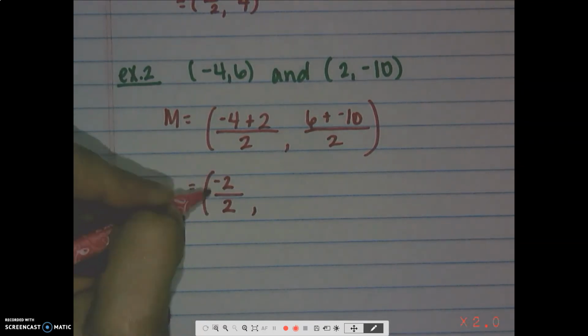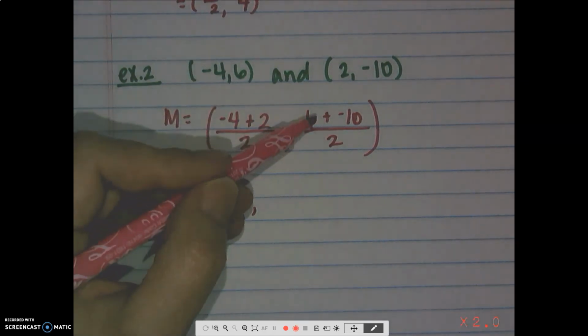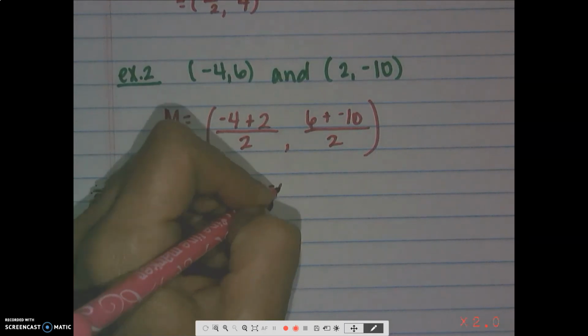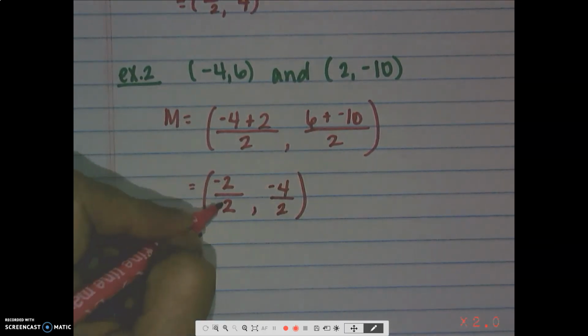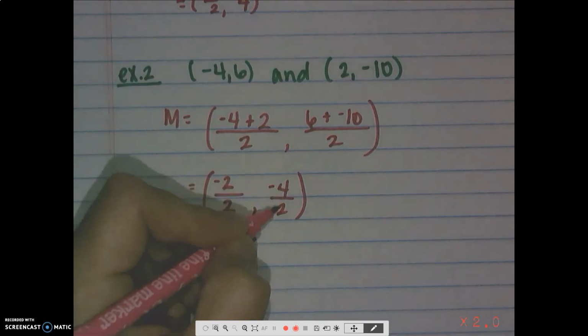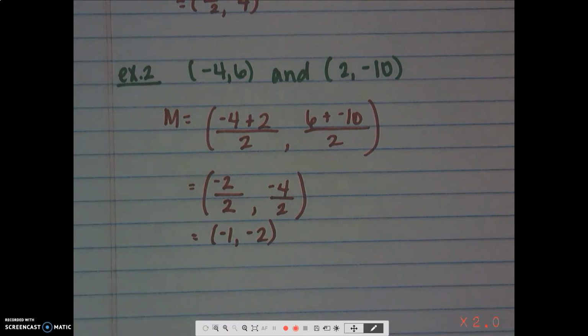You don't have to show this step in the middle if you don't want. If you just want to simplify to get your answer, that's also okay. 6 plus negative 10 would give us negative 4, and then we're going to divide it by 2. So our final answer: negative 2 divided by 2 is negative 1, and negative 4 divided by 2 is negative 2. So there is your midpoint.